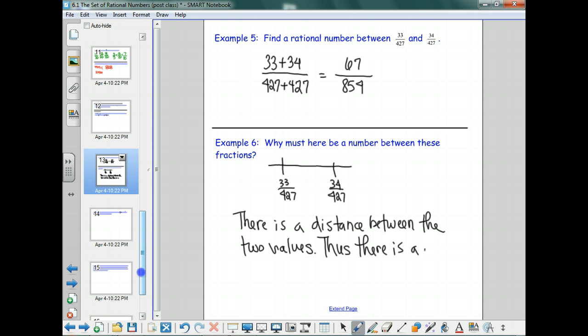Thus, there is a rational number between them. And let me put in parentheses, the word that we're actually looking for is the idea of density, the density of the rationals.